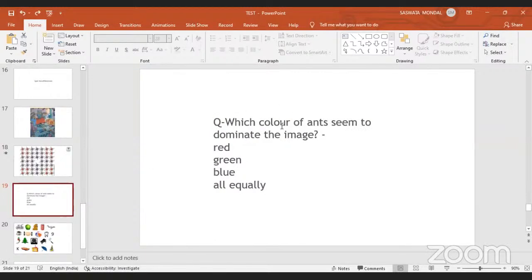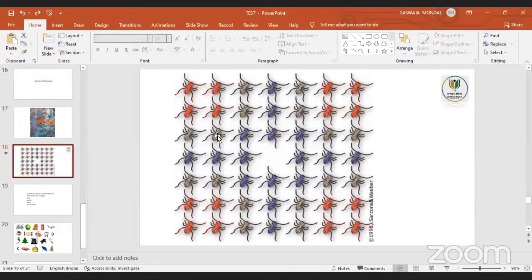Okay. Over here, they are asking which color of ant seems to dominate the image. Blue? All are equal? Red? Or what? So 1, 2, blue. All are equal. 4 plus 4, 8, and 8 plus 8 is 16. If we take the white one, 1, 2, 3, 4, 1, 2, 3, 4, 1, 2, 3, 4, 1, 2, 3, 4. If we take the blue one, 1, 2, 3, 1, 2, 3, 1, 2, 3, 1, 2, 3. Every side there is 3. And do we have 4 or how is it? 1, 2, 3, 4, 1, 2, 3, 4, 1, 2, 3, 4, 1, 2, 3, 4. All are equal.